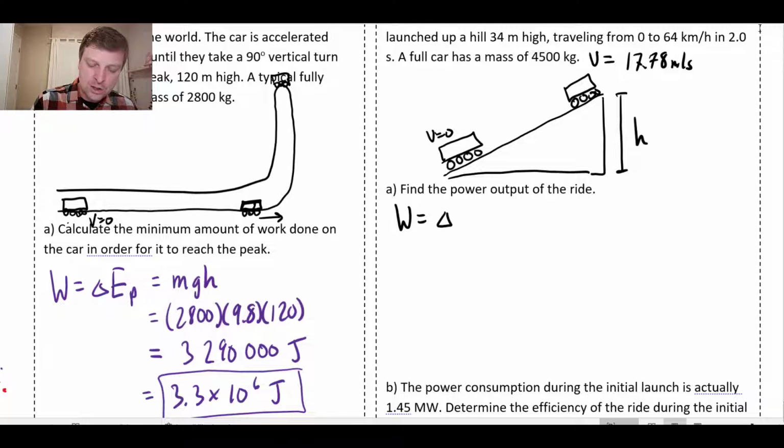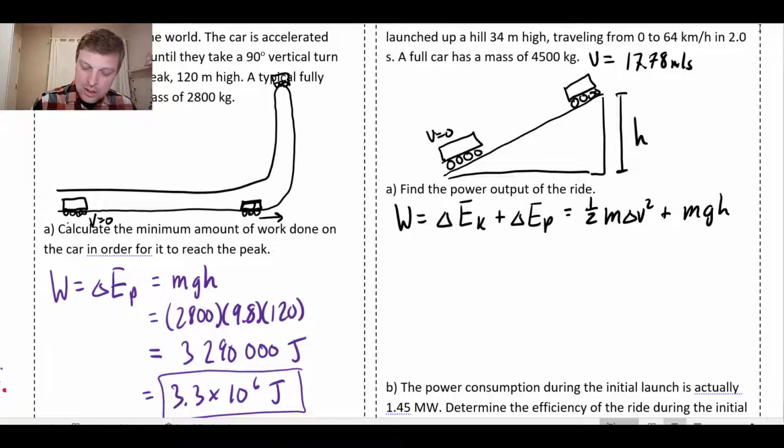We know that work is a change in energy, but this one's a little bit different because not only is this car accelerating, but it's also going up a hill. That means because it's accelerating, it's gaining kinetic energy, and because it's climbing a hill, it's gaining potential energy. So the total work done is the change in kinetic energy plus the change in potential energy, which means I've got 1/2 m delta v squared plus mgh. Now I'm going to assume that the initial velocity was 0. You saw in the video it wasn't quite 0, but it was pretty close to that.